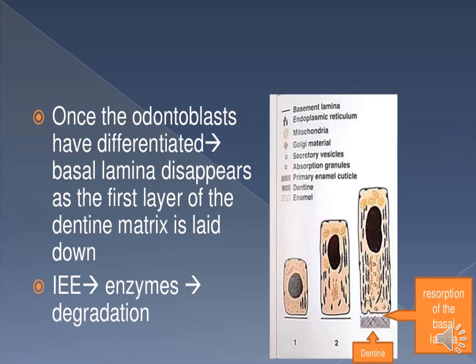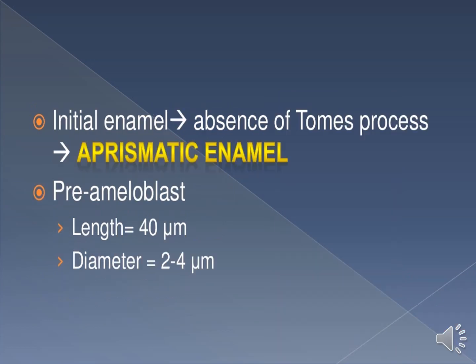So once the odontoblasts are differentiated, the basal lamina disintegrates. Meantime, the ameloblast secretes formation of the enamel. The initial enamel which is formed is the aprismatic enamel. So the length of the pre-ameloblast and diameter is 40 micrometer and 2 to 4 micrometer.